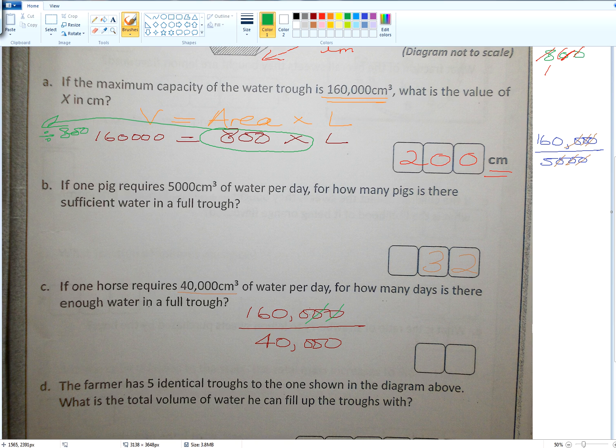So we divided the top by 1,000, the bottom by 1,000, divided by 10 again. So we now have 16 divided by 4, which is just 4. So that gives you 4 days' worth of drinking for one horse. If you haven't got this work right, you need to be copying up the working out in your notes.